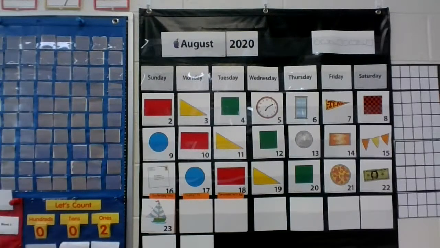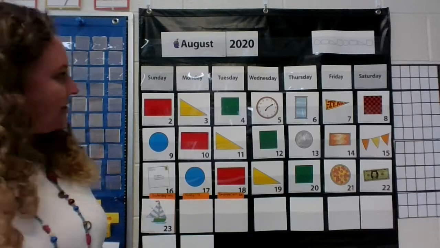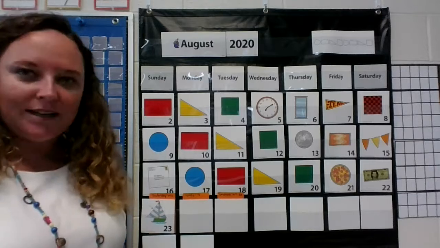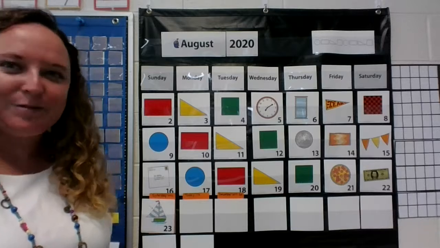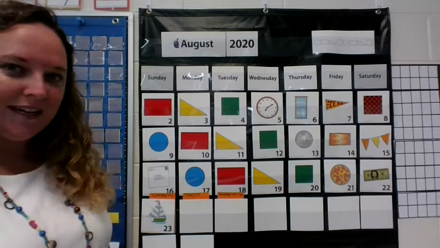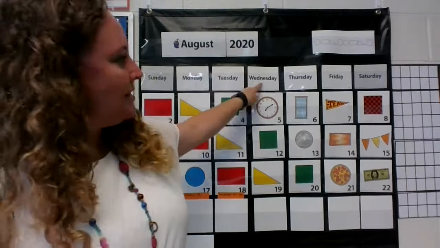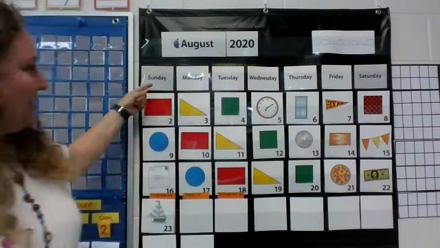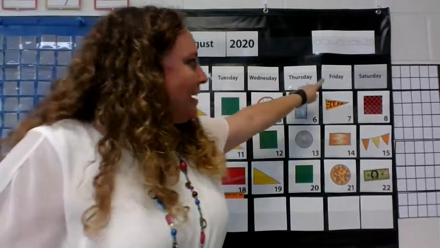And here we go. There are 7 days, there are 7 days, there are 7 days in a week. Sunday, Monday, Tuesday, Wednesday, Thursday, Friday, Saturday.